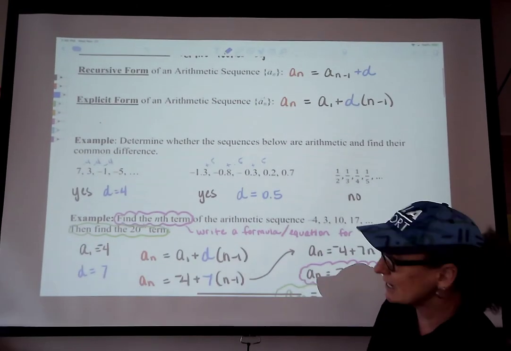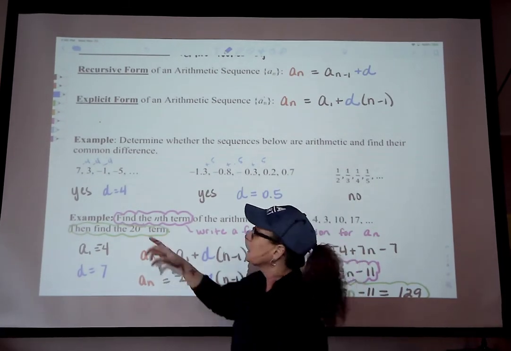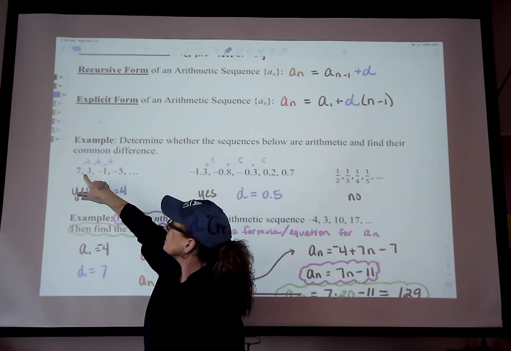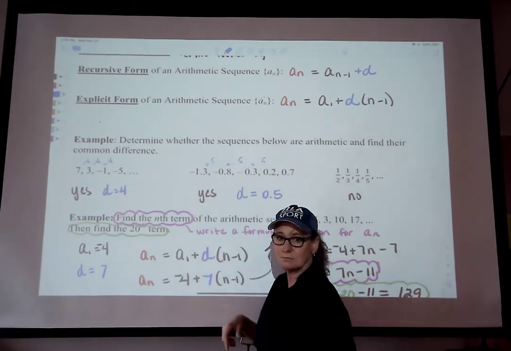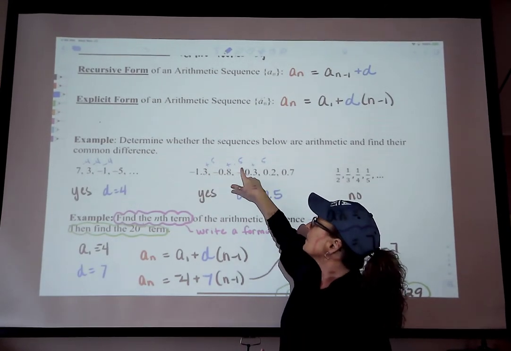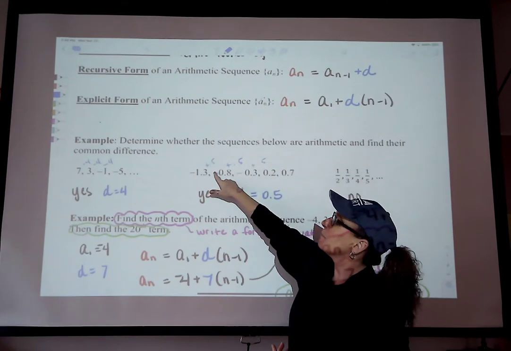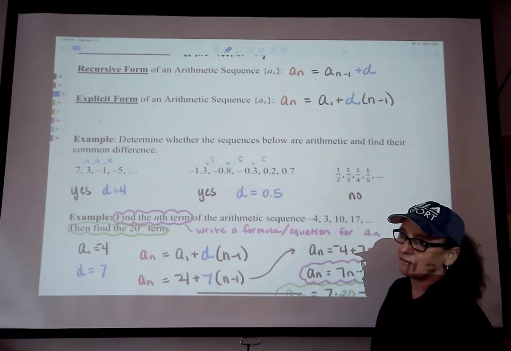Okay, let's look at some examples. Are they arithmetic, yes or no? If they are, what's D? So I see the pattern here: down 4, down 4, down 4. Yes, D is negative 4. It may take you a minute, but I think I see the pattern here: up 0.5, up 0.5, up 0.5. Yes, it's arithmetic. D is 0.5.